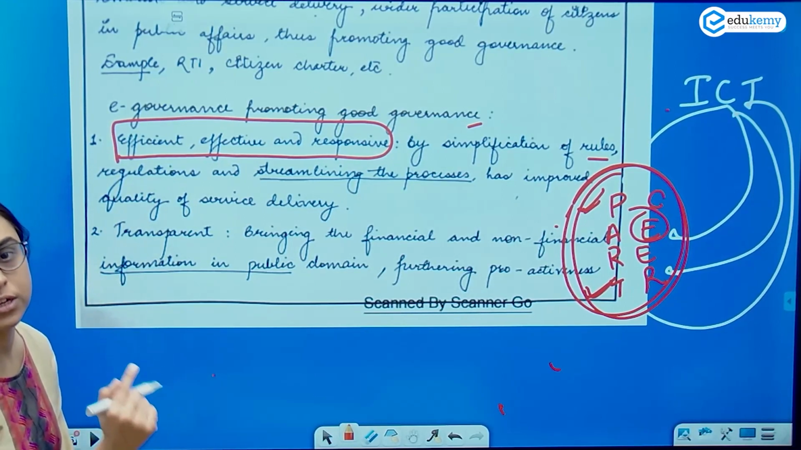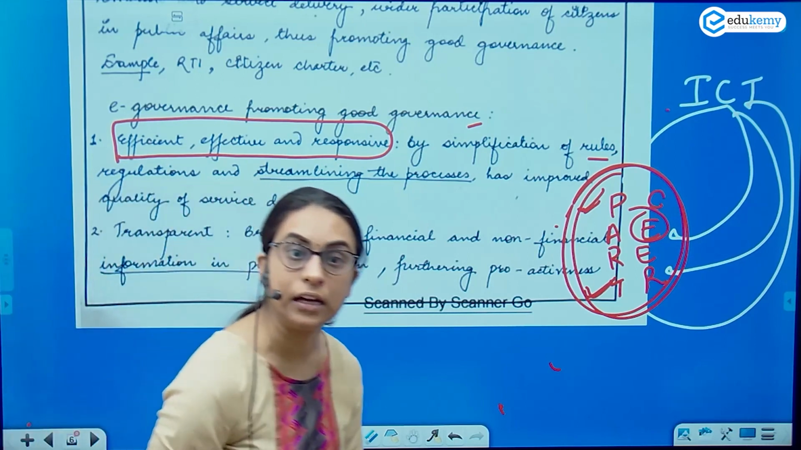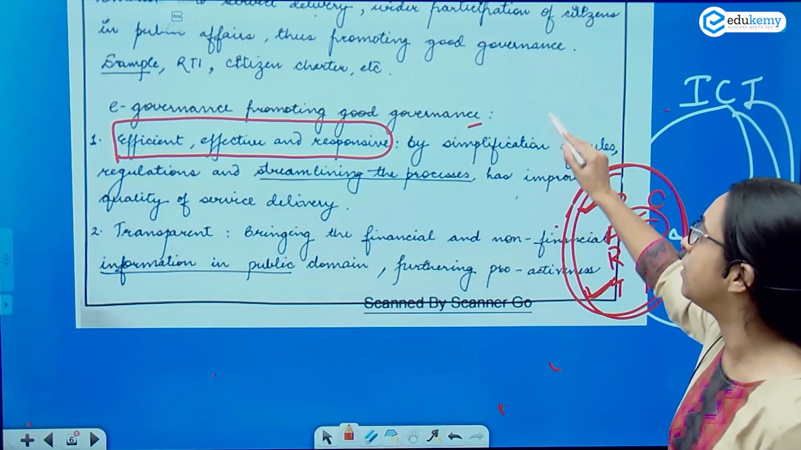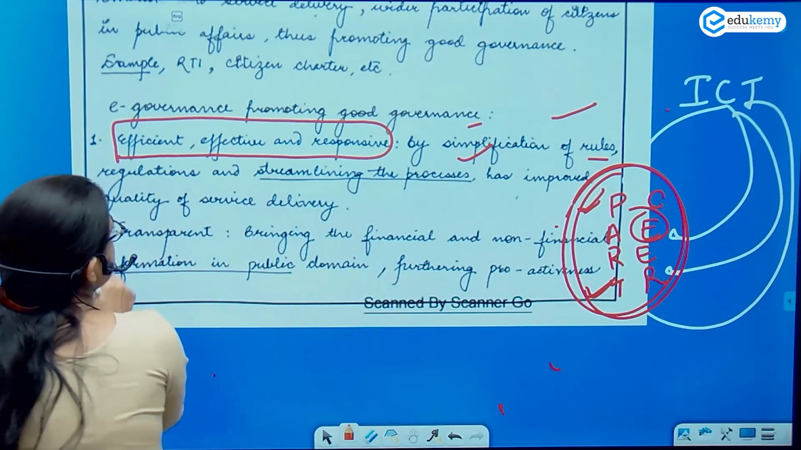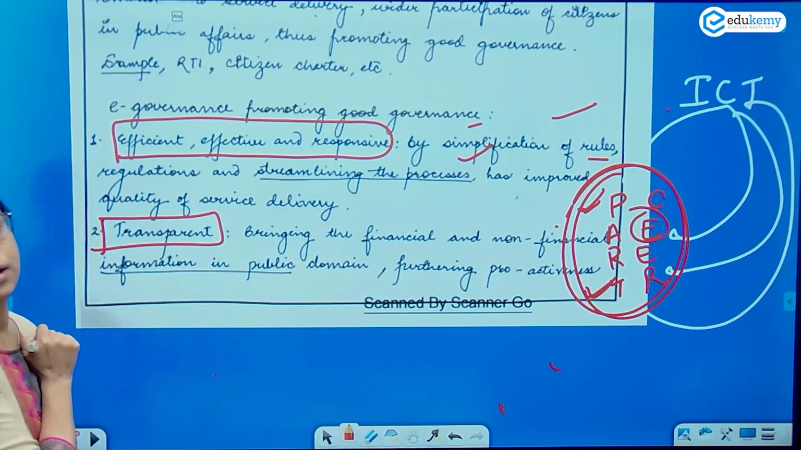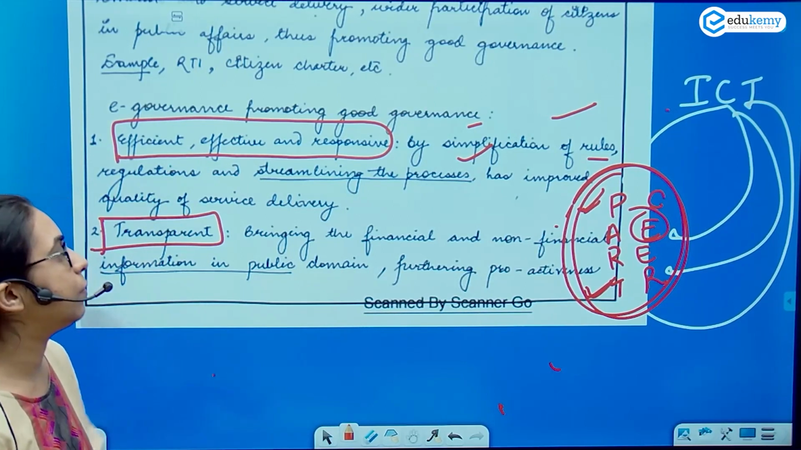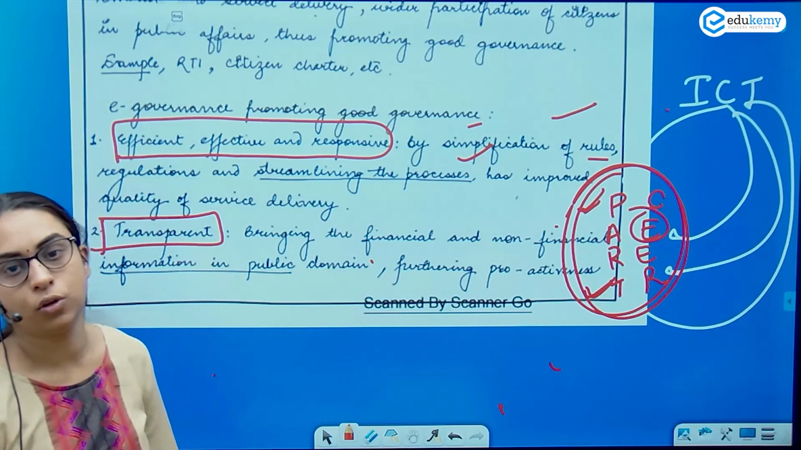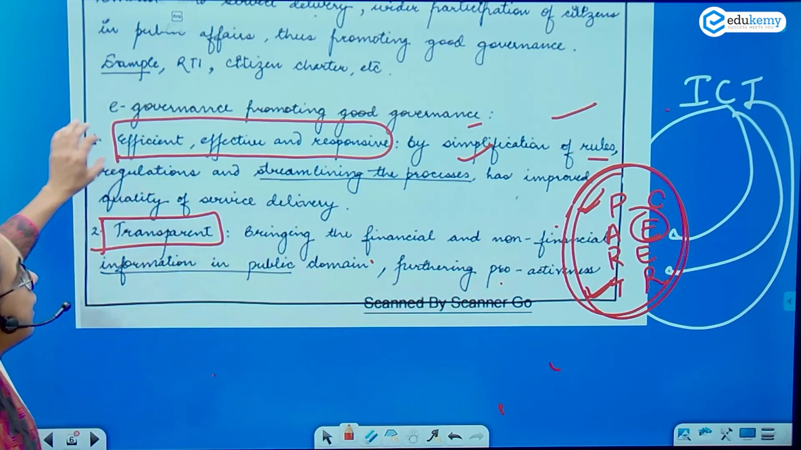Effective, efficient, responsiveness. How? There will be simplification of the rules by e-governance. There would be streamlining of the processes. Then you can write that e-governance makes it more transparent. Why? Because it will bring in front of the public the financial and the non-financial information. It will demand proactiveness. So this is the heading.